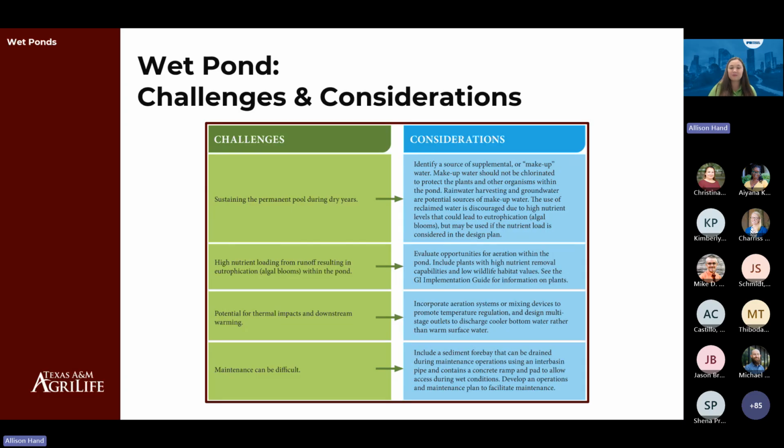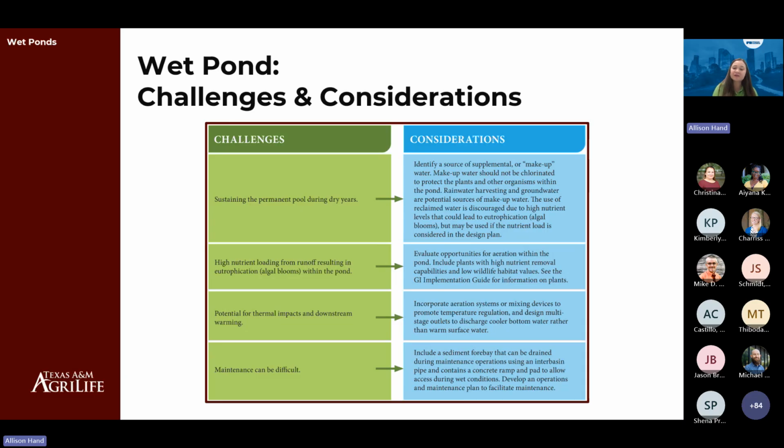Very, very important. Your makeup water cannot be chlorinated. So using potable water is not sustainable. But also if you're using chlorinated water, it will create issues with your vegetation. So make sure whatever makeup water you use is not chlorinated.